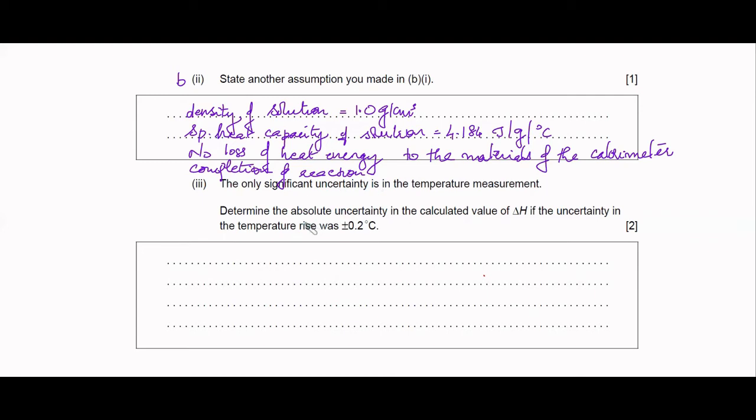temperature measurement. Determine the absolute uncertainty in the calculated value of delta H if the uncertainty in temperature rise was plus or minus 0.2 degrees Celsius. You may pause the video and read the question if you are finding it difficult to understand.